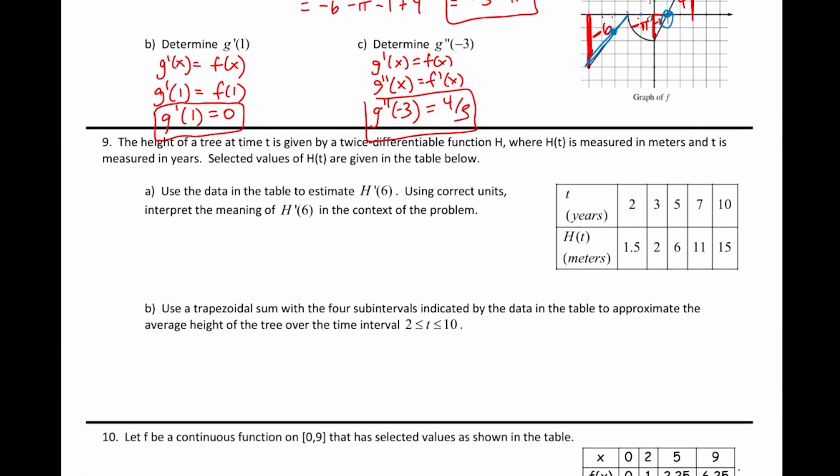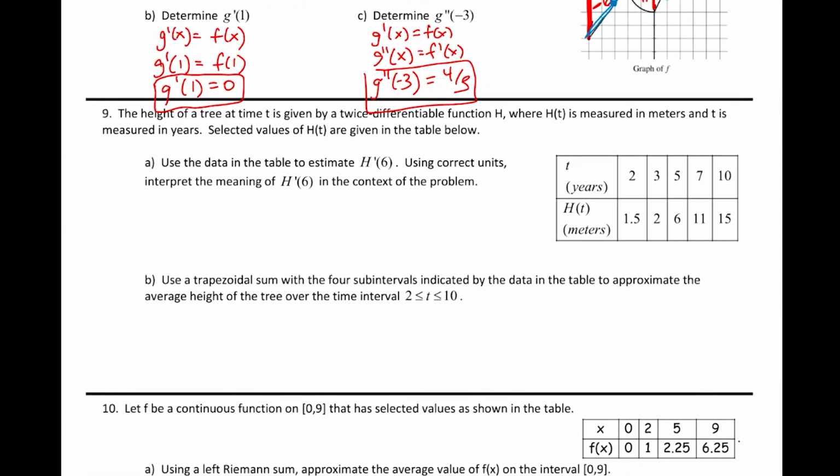Number 9 says the height of a tree at time t is given by a twice differentiable function, h, where h of t is measured in meters and t is measured in years. Selected values of h are given in the table below. Part A says use the data in the table to estimate h prime of 6. So just to be clear, this is talking about the slope of h, the rate of change of h at 6.